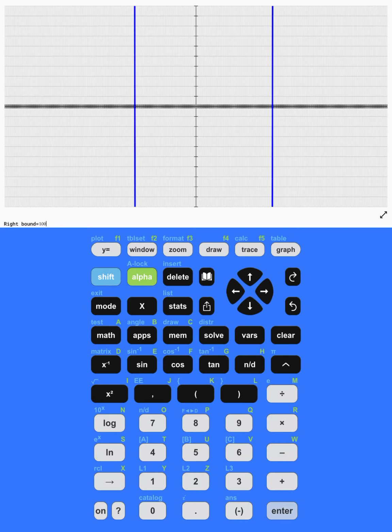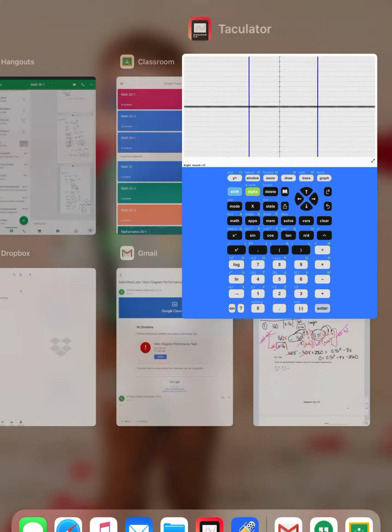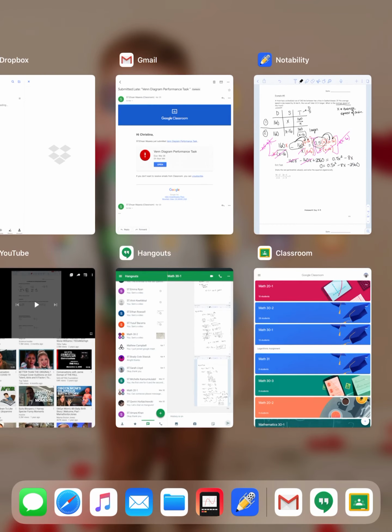Okay, so unfortunately it's not working for me. I'm trying to adjust it, but it seems to be having technical difficulties. Let's see if I can retry this.